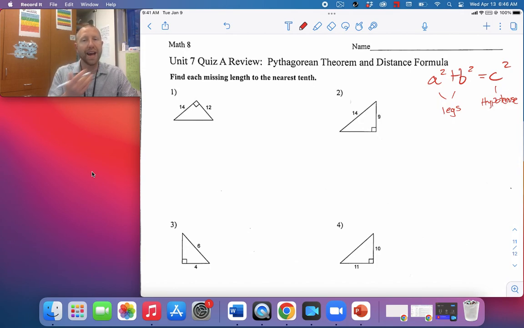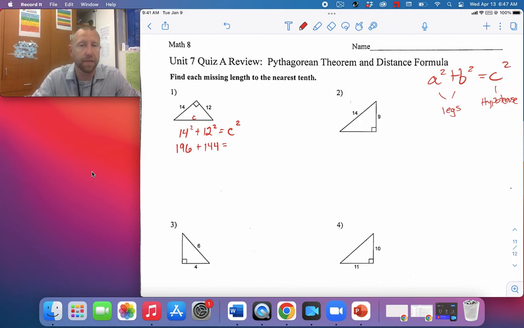So here for number 1, I know A and B. I know these two sides that form this 90-degree angle here. So that's what I want to put in as the A and the B. I've got 14 squared plus 12 squared equals, and I'll just leave the hypotenuse as a c. That's my variable, okay? So that's this side right here. 14 squared we know is 196. 12 squared is 144. So all I'm doing is just solving this equation for c.